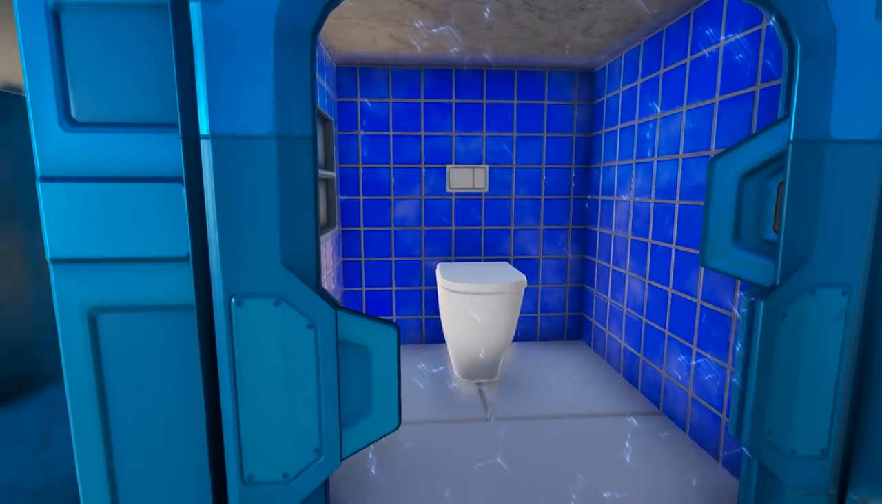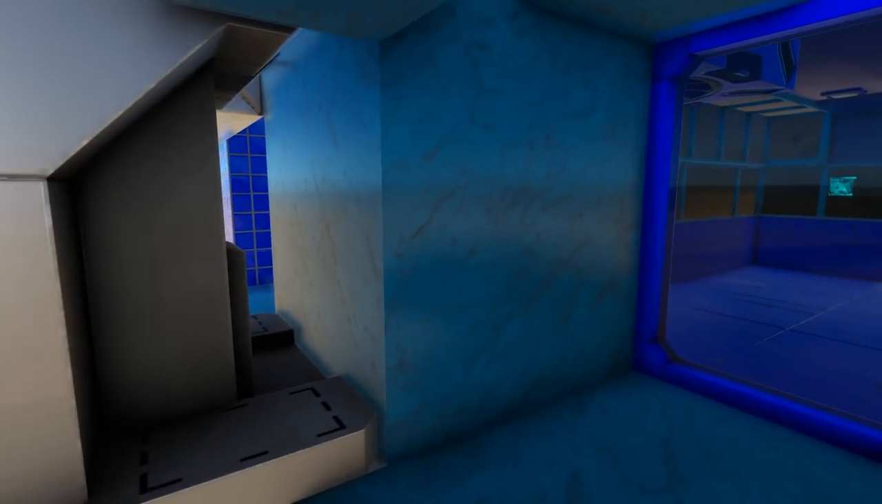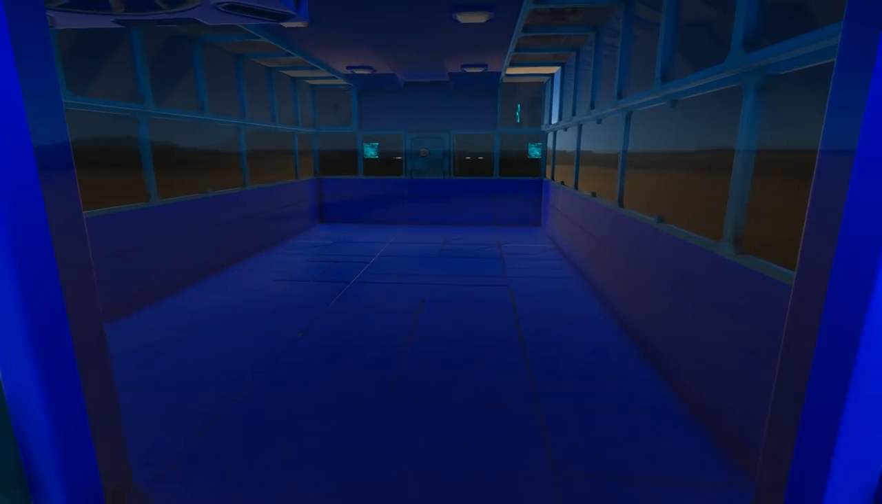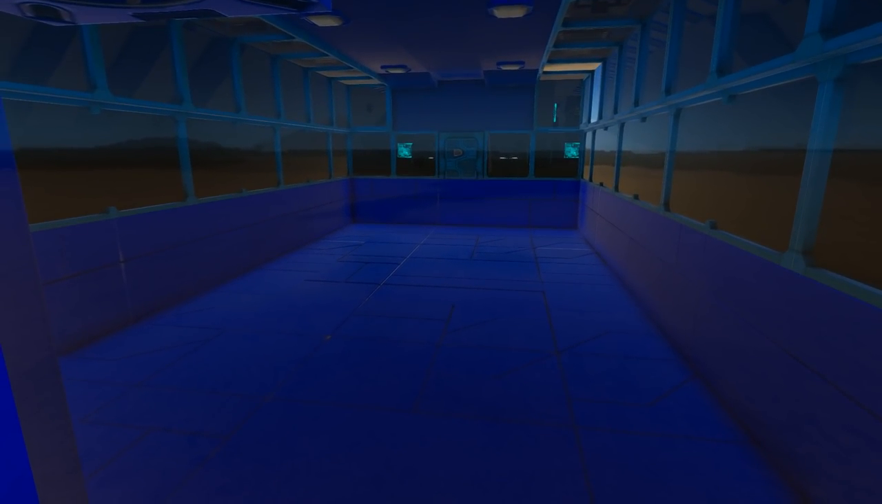Then coming over here, you will find your toilet, and this is where you can actually access that repair station that was upstairs, as well as look into the grow plot room.